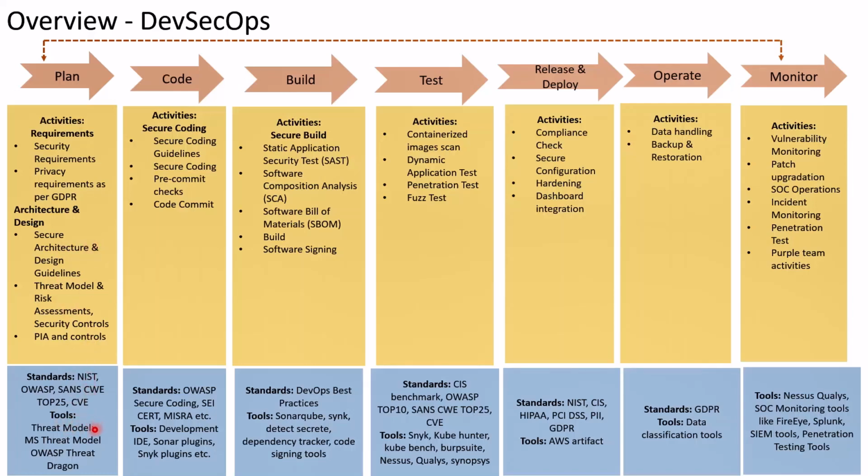On the tools aspect, if you ask, we have threat model tools, Microsoft threat model tools, OWASP Threat Dragon tools to execute the threat model. And to execute the risk assessment, mostly we can use a customized Excel sheet. Also for the privacy impact assessment, we have tools like OneTrust and other tools also. We can use any of the tools and execute the assessment.